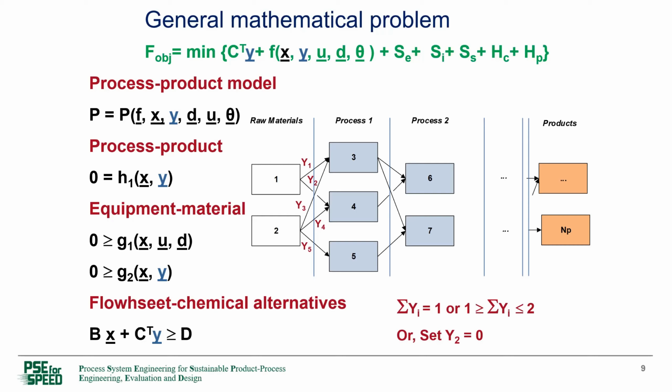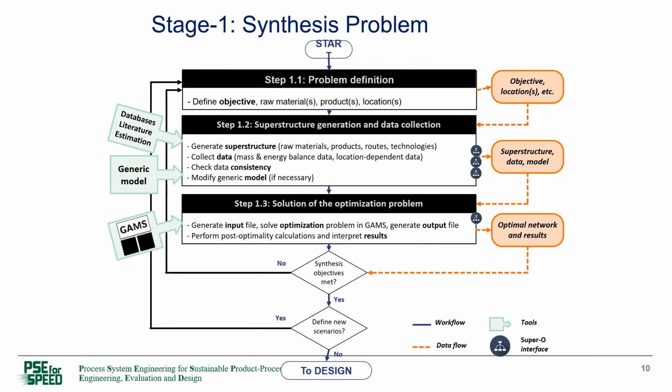So the way then the software works is that you define the problem, give the raw material, give the product you want, give the locations. It's possible to have different processing steps in different locations. Then step 1.2 is superstructure generation based on the information about how many processing steps are there for each processing step, how many alternatives are there. Once all these things are given, it generates a superstructure.